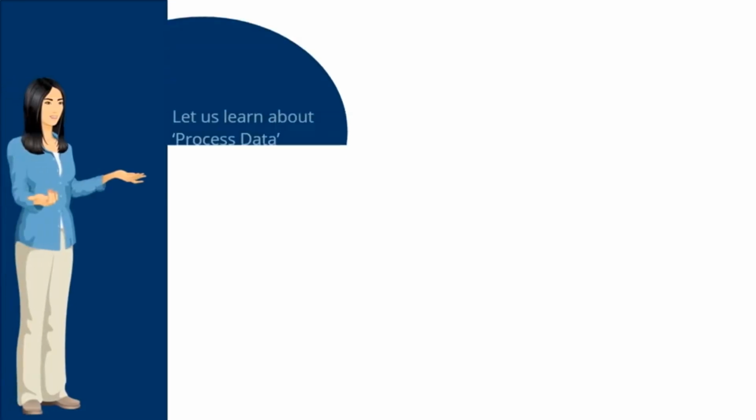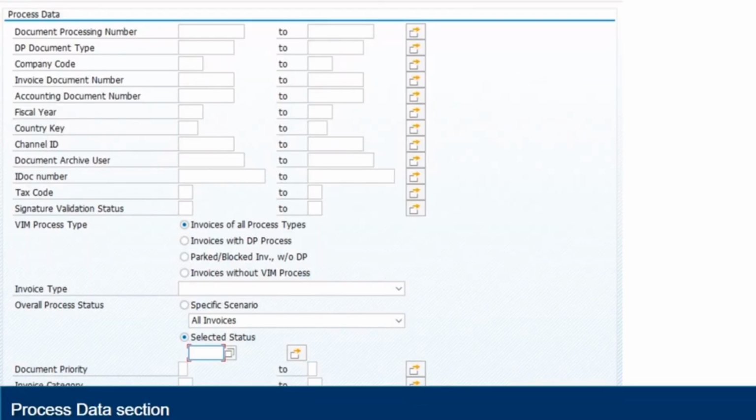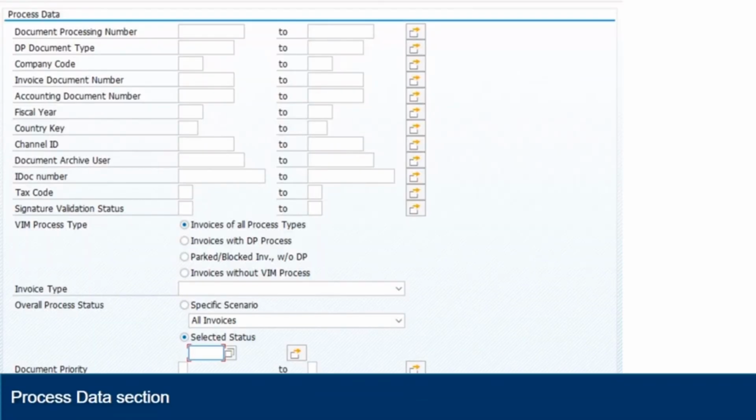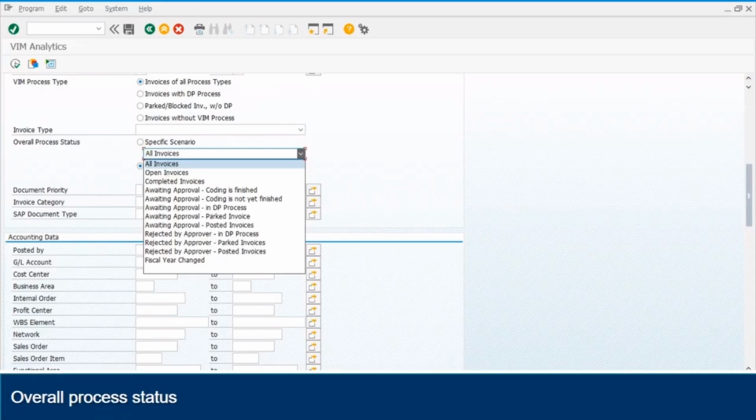Now that you have understood invoice data and vendor data, let us get familiar with process data within VIM analytics reports. Process data. In this section, you can search for an invoice by the DP document types such as PO, NPO, down payment, company code, invoice document number, accounting document number, fiscal year and channel ID, such as A-Link ICS, Ariba and Scan.